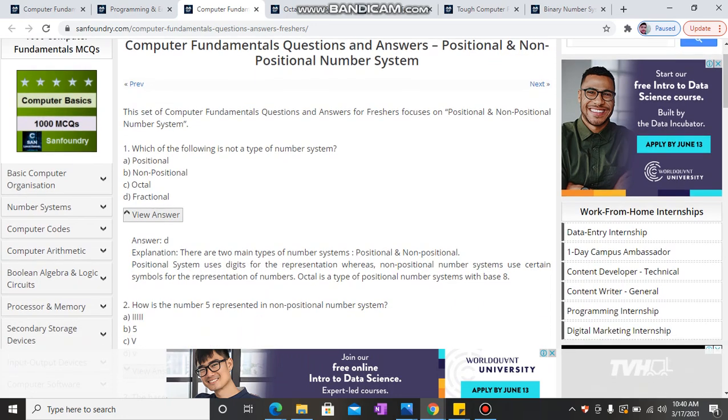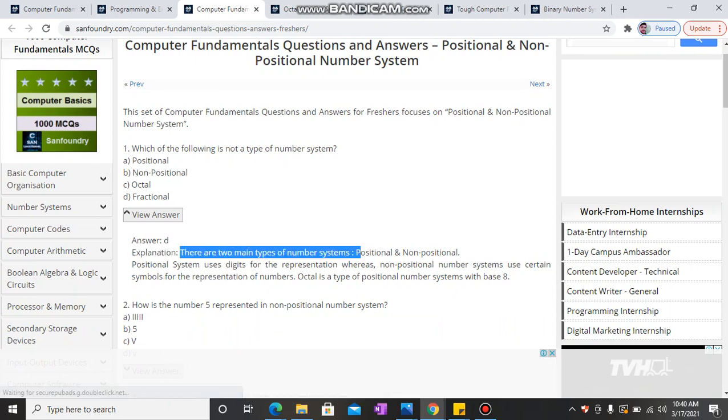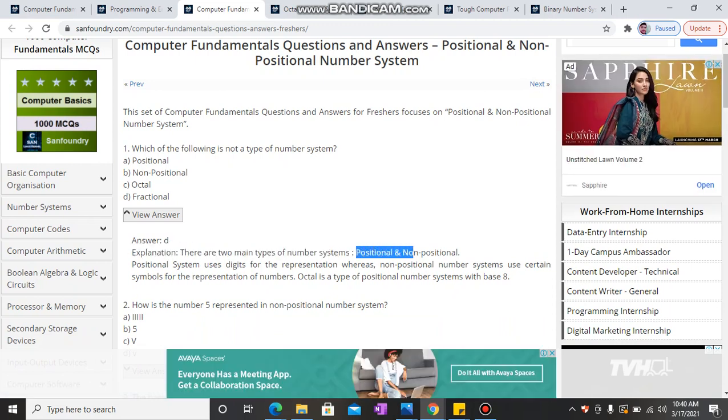We already know that there are two main types of number system. One of them is positional and the second one is non-positional. Positional systems use digits for the representation, whereas non-positional number systems use certain symbols for the representation of numbers. So octal is a type of positional number system with the base 8. Don't forget that octal.